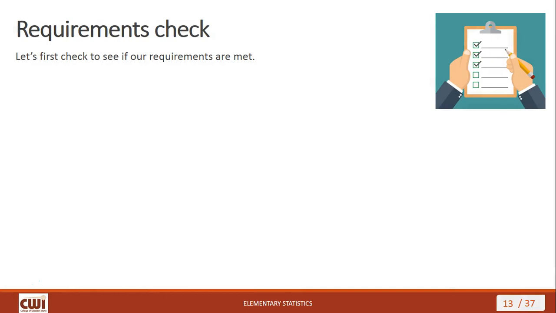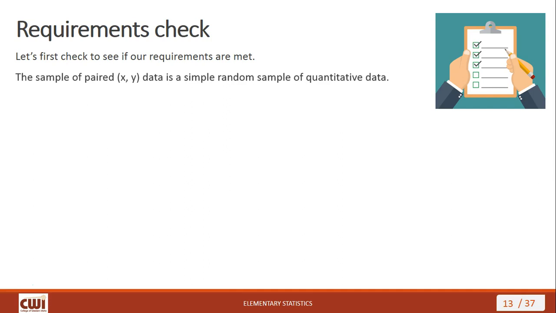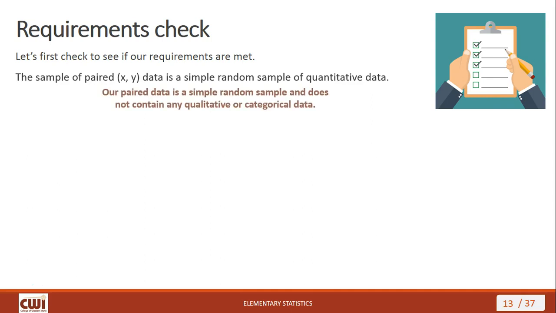First, before we use any methodology, we need to check that our requirements are met. So, the sample paired data is a simple random sample of quantitative data. So we got that first requirement out of the way. And yes, that's what we have. We don't have any categorical data. We have a simple random sample. So we've got that first requirement.